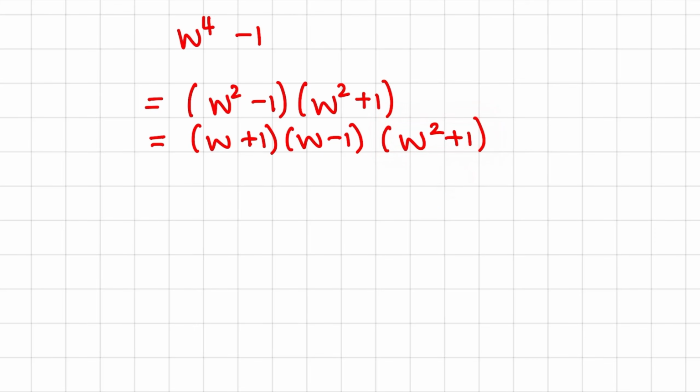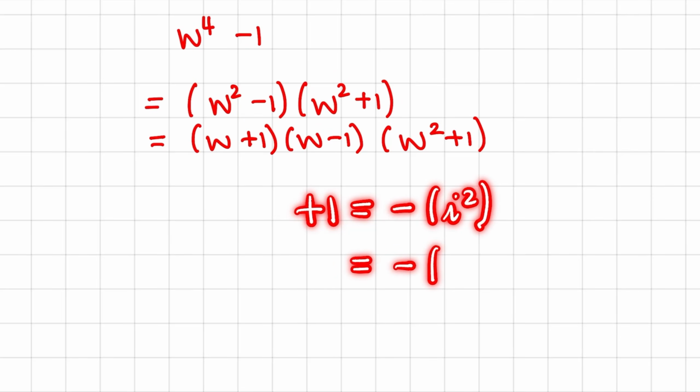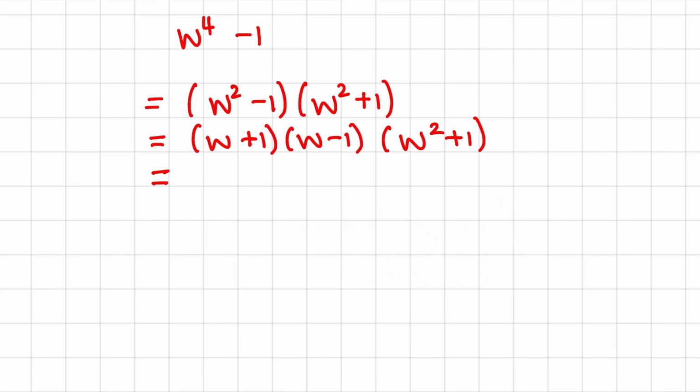And how I do that is I rewrite plus 1 as negative i squared, where i is the imaginary number, the square root of negative 1, and i squared would be equal to negative 1. So if I rewrite plus 1 as negative i squared, it's the same as saying negative times negative 1, which is simply plus 1.